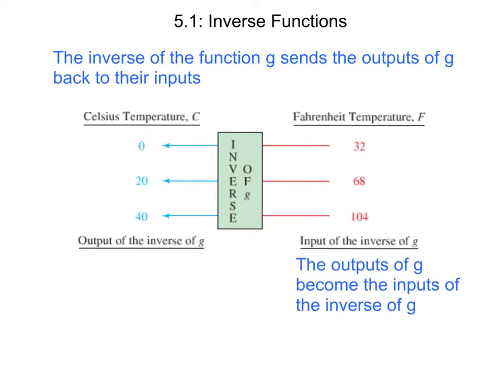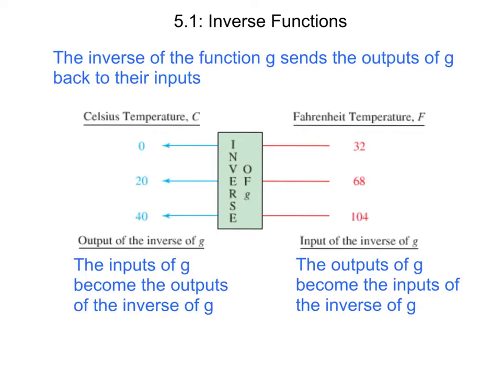Similarly, these numbers over here on the left, these were the inputs for the original function g, but see, now they become the outputs of the inverse of g. So we can see that the inputs and outputs get interchanged. So the inputs of the original function are the outputs of the inverse, and vice versa. In this application, the original function g converts a Celsius temperature to a Fahrenheit temperature, but the inverse of the function g does the exact opposite. It converts a Fahrenheit temperature to a Celsius temperature.